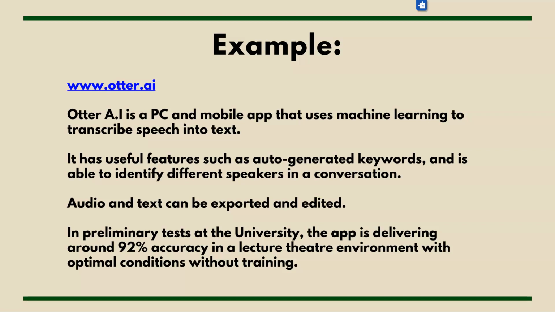It's for artificial intelligence, obviously. It syncs over mobile and PC, so if you record something whilst you're out and about with your mobile, it will be there when you get home to use on your home computer. It's online, and it has useful features such as auto-generated keywords and is able to identify different speakers in a conversation. The audio and text can be exported and edited, so it's very good for referencing, it's very good for citation, it's very good to include a quotation within the rest of your work.